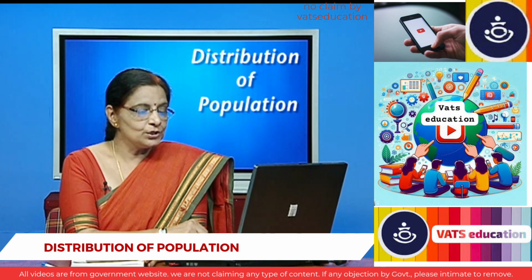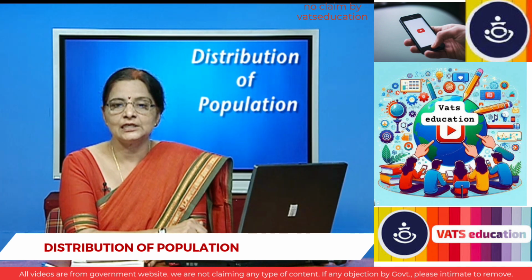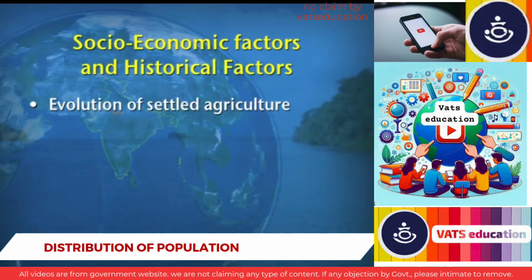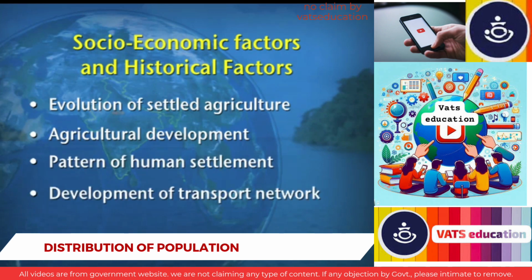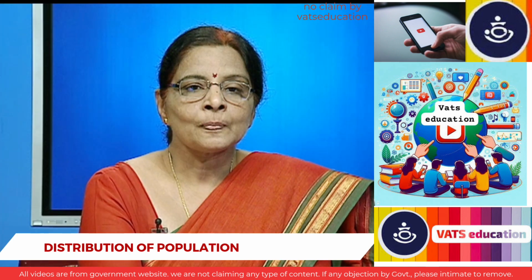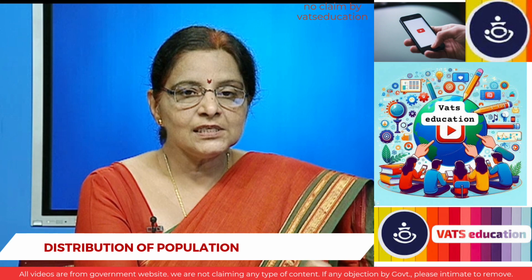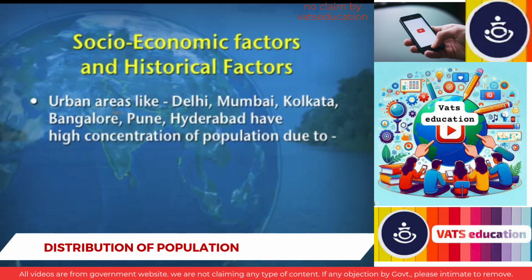Now we take up the socio-economic factors and the certain historical factors. For example, the evolution of settled agriculture, agricultural development, pattern of human settlement, development of transport network, and industrialization. These are a few socio-economic factors which are responsible for the high rate of population in certain areas. Now, I'll quote certain cities: Delhi, Mumbai, Kolkata, Bangalore, Pune, Hyderabad. These areas have a high concentration of population because of 2 major reasons. One, industrialization, and another is urbanization.